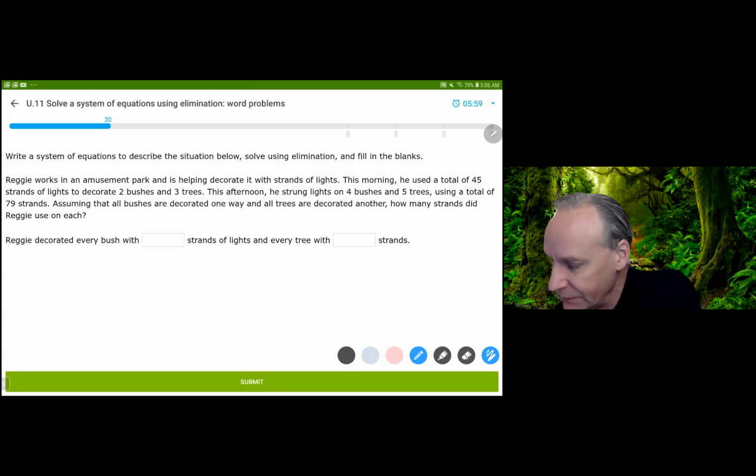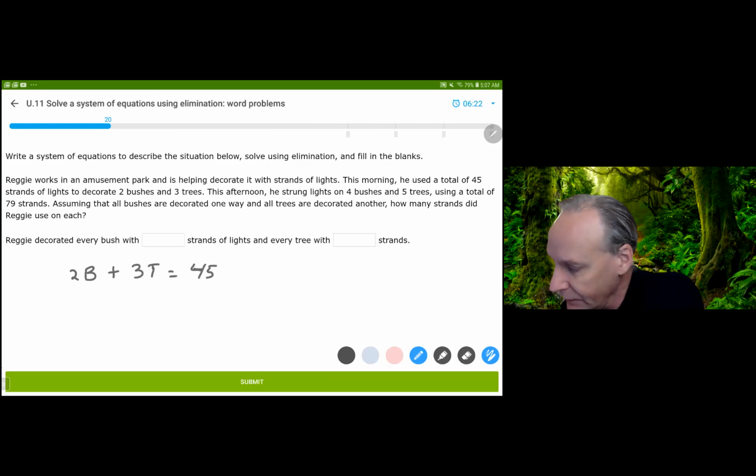Okay, Reggie works in an amusement park and is helping decorate with strands of lights. Seems like the season to do it. This morning he used a total of 45 strands of lights to decorate 2 bushes and 3 trees. I'm just guessing. And he used 45, sorry.